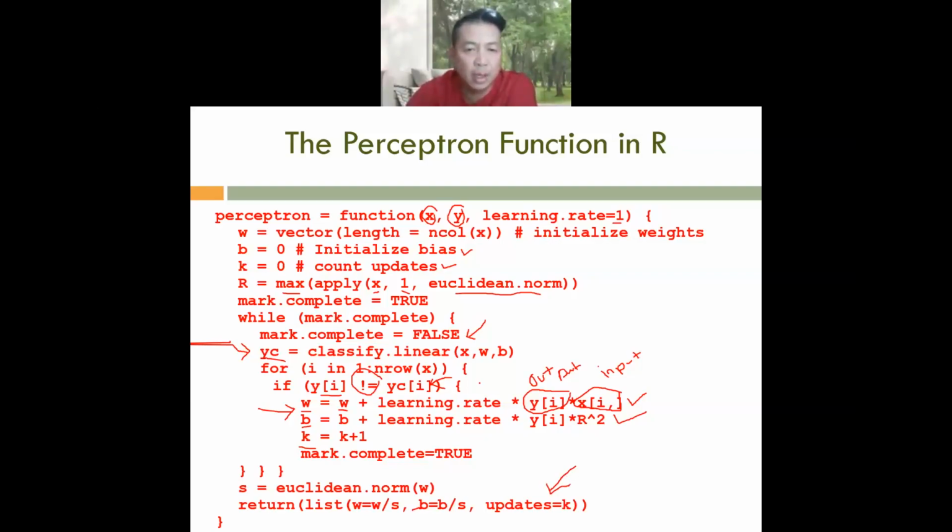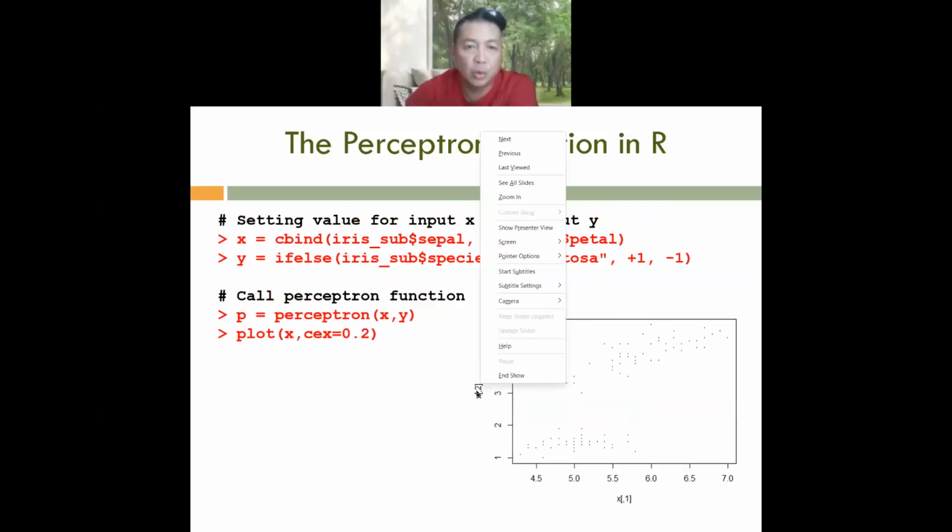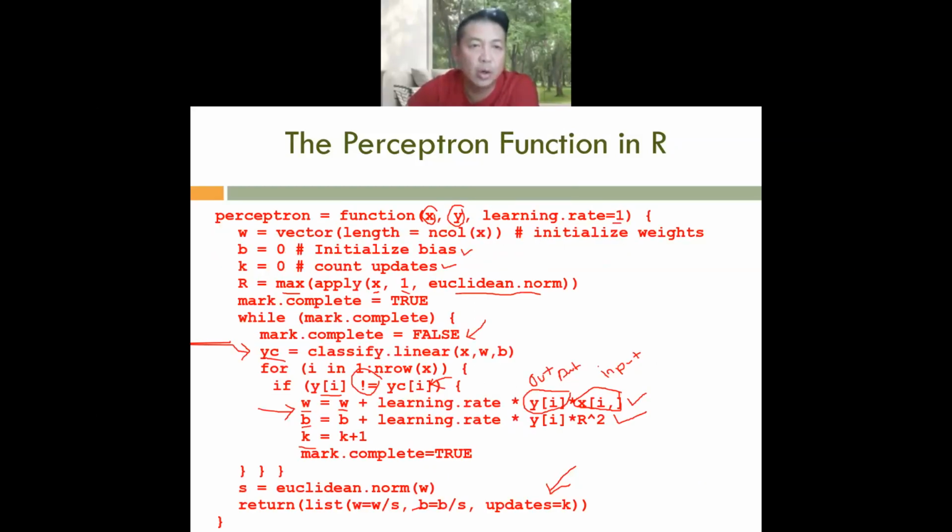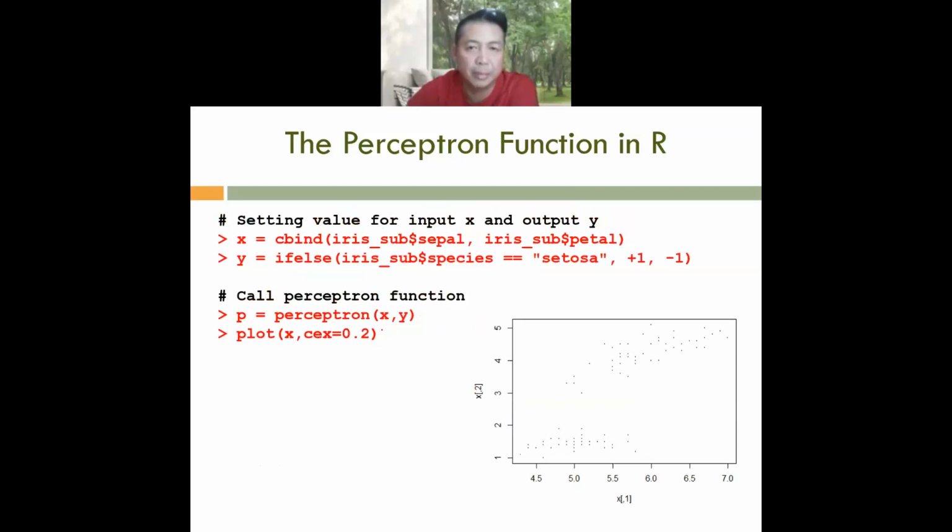So this function, if you retype in the R environment, it will give you the Perceptron function that will update the weightage for each item that is misclassified by the Perceptron. So once we have this, we can use this Perceptron. So how do we use the Perceptron here?